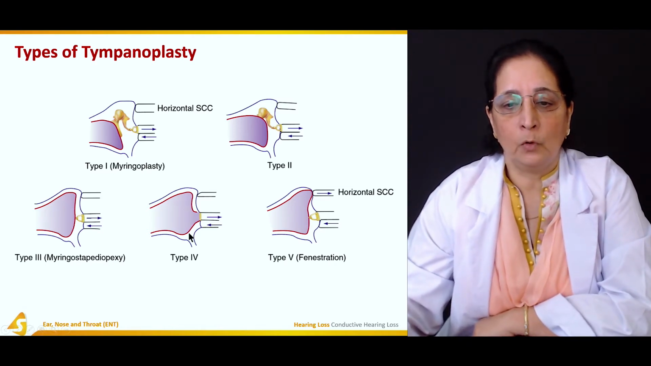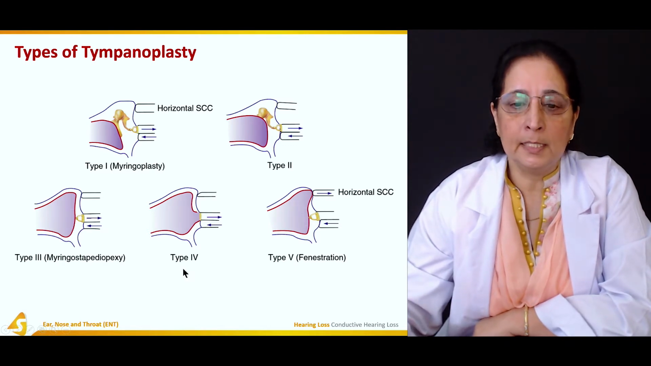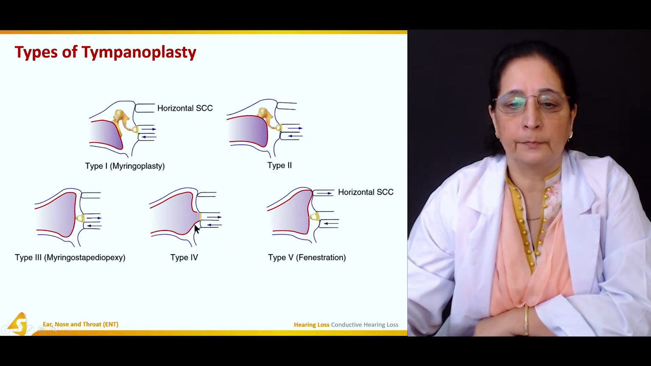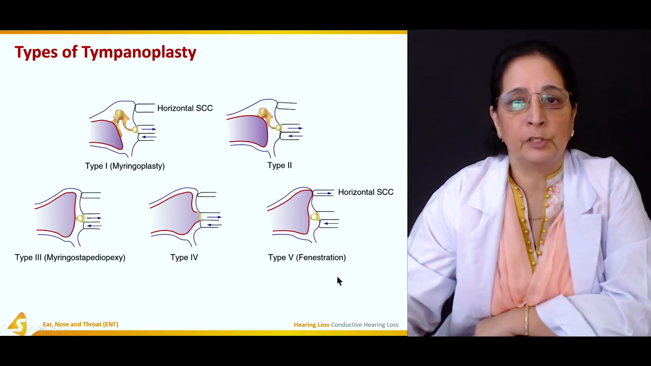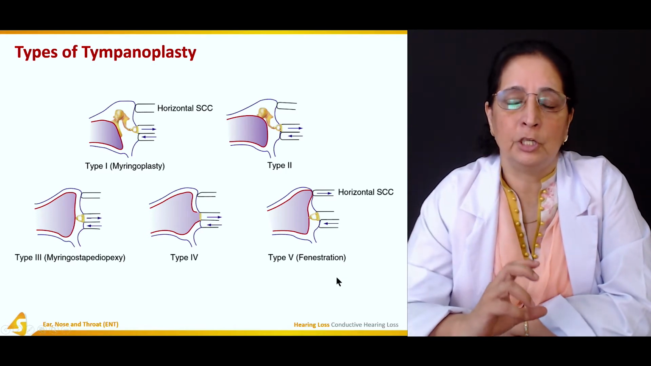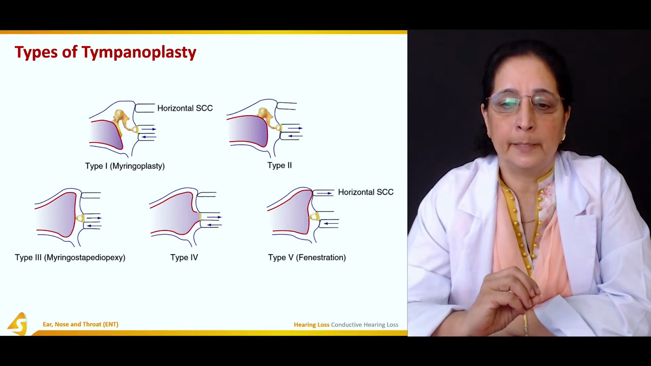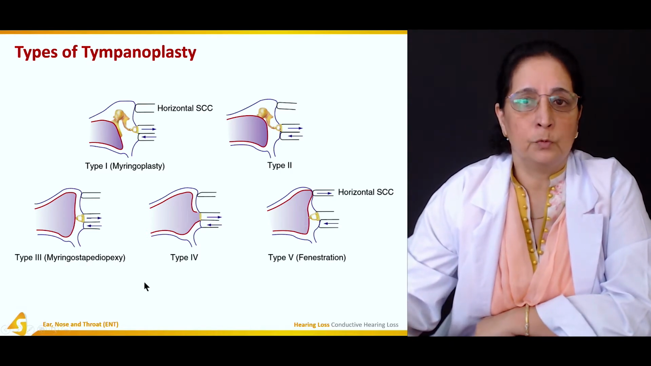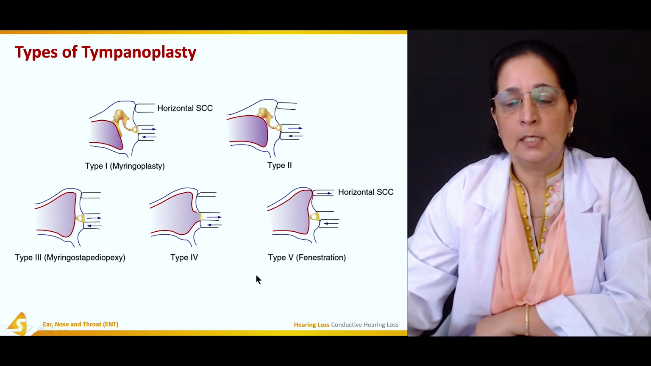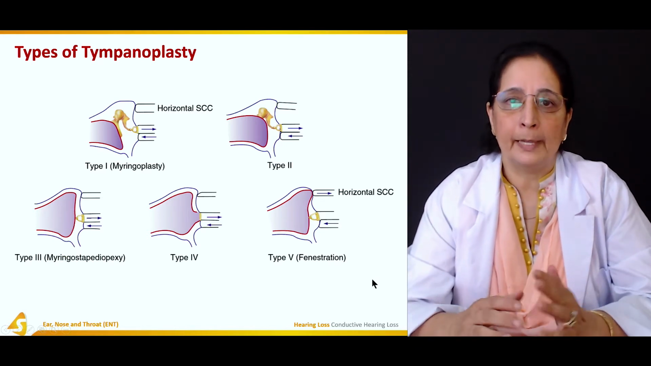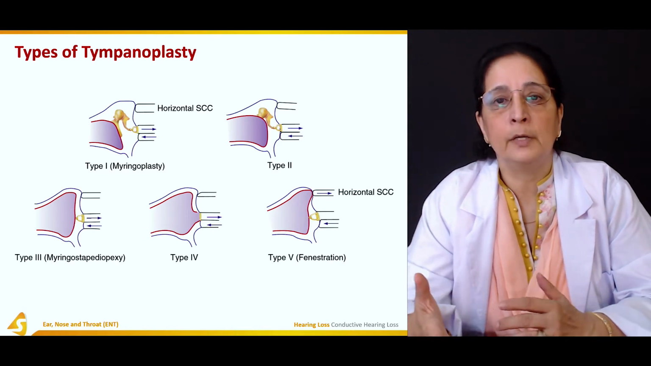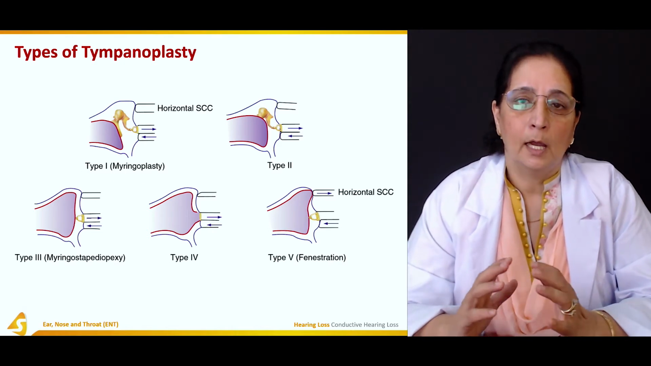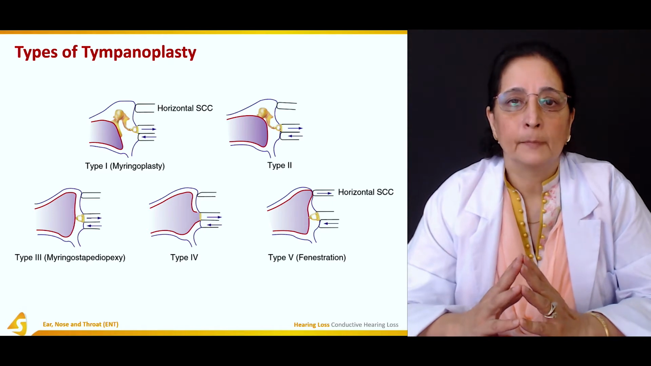In type 4 also, the stapes is fixed and the footplate of the stapes is fixed. But in type 5 it's fenestration, and there is fixation of the footplate of the stapes. In type 4 it was not fixed. So these are the different steps of tympanoplasty, in which the tympanic membrane along with the ossicle bones are repaired and fixed.